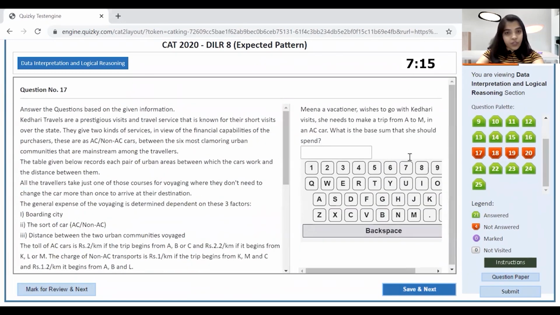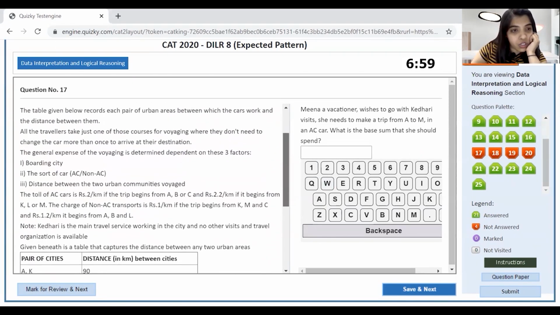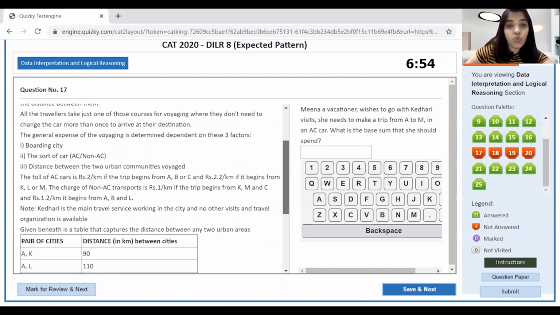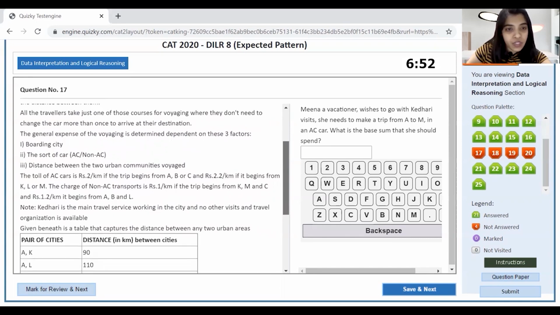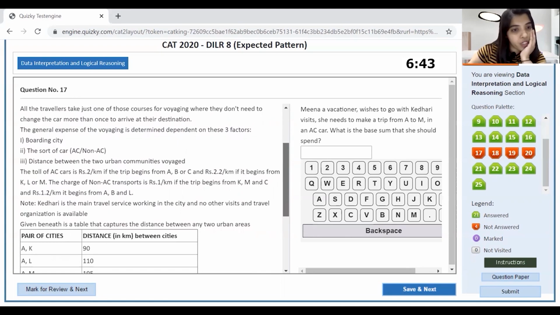Right. So this is a question they're asking us about. So there's 2 kinds of services, AC and non-AC cars. 6 cities. One of these 2 buses for voyaging where they don't need to change the car more than once, right? So they can change the car more than once. So they can go through 1 city at max. Expense is dependent on 3 factors: boarding city, kind of car, and distance. So we know the toll of AC cars from 3 different cities, 3 other cities.